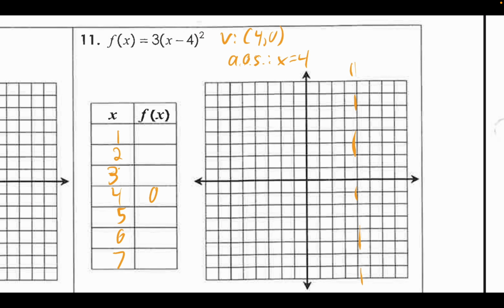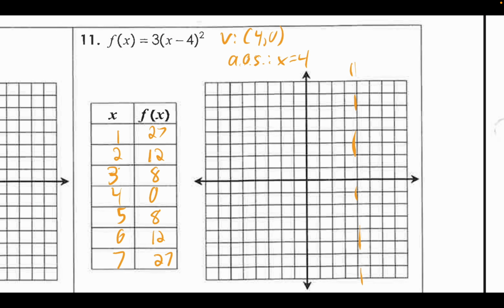To find the y values, I plug each of these in. And while this 3 didn't have an effect on my vertex, it will have an effect as I plug numbers in, because after I subtract and then square, I will have to multiply the result by 3. So for example, as I plug in the number 1, I get 27 out. Quite large. 2 is 12, 3 is 8, and then I just actually end up having the same exact numbers mirroring on the other way back like we've talked about before.